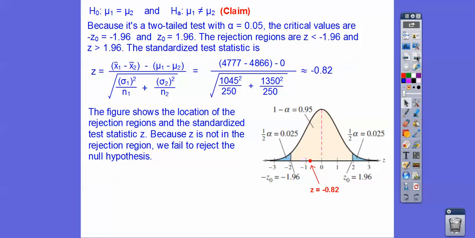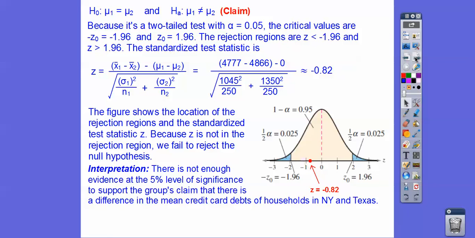It's not. So the figure shows, always draw the figure, you guys. In this case, we're drawing the rejection regions from negative 1.96 over here to 1.96 over here, and here's the z-score right here. And because this z is not in the rejection region, we're going to fail to reject our null hypothesis.